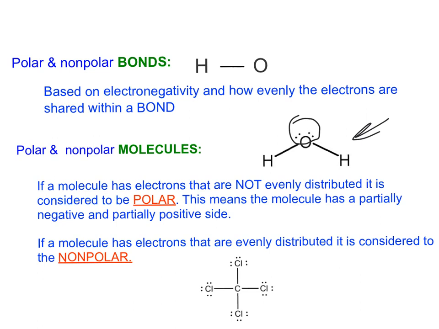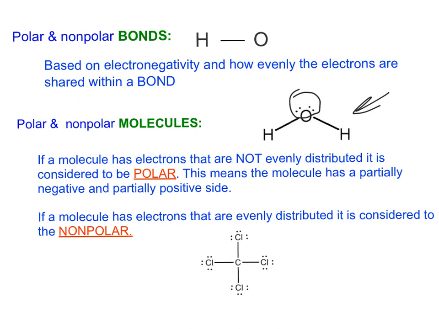Essentially what that tells us is one of our sides of our molecule is a little bit more negative, wherever the electrons are, and wherever the electrons are not, that side's going to be a little bit more positive. Alternatively, you could have a nonpolar molecule. If all of your electrons are evenly distributed, then you're going to have a nonpolar molecule. So an example of a nonpolar molecule is this guy right here.